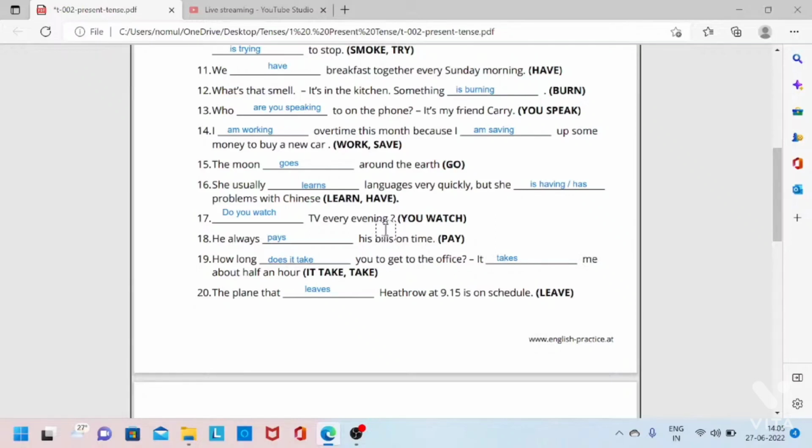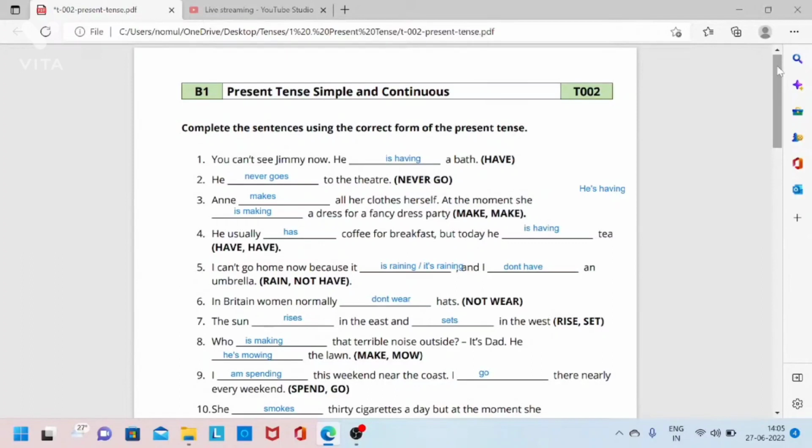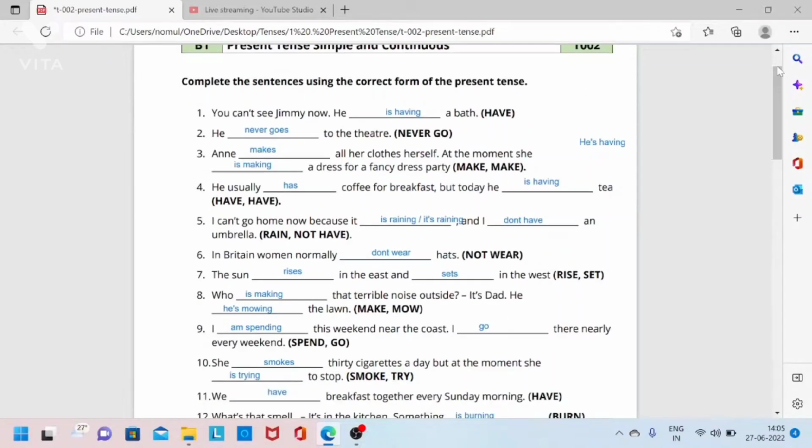So here we have finished a lesson about tenses. I hope you got all. Maybe I have also written properly about the present tense, simple and continuous. Altogether we have 20 questions. I have done this quickly. Observe.